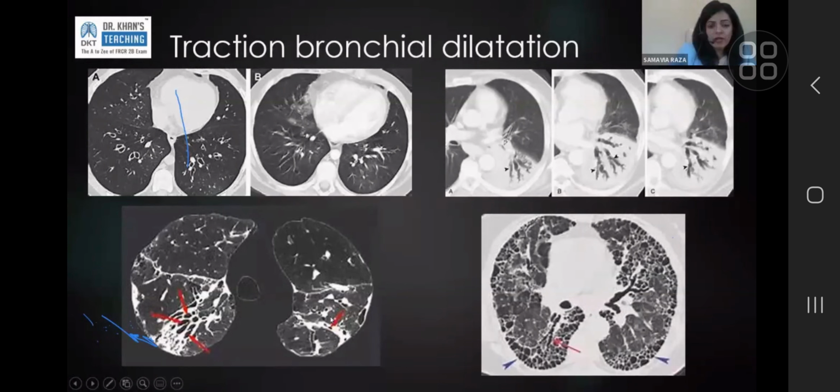Whereas in this bottom one, you can see that the lung around it is grossly abnormal. There's volume loss, there's architectural distortion, and the bronchi within it are being pulled. So as they're being pulled, they're getting dilated. And this is where you would use the word traction bronchial dilatation.